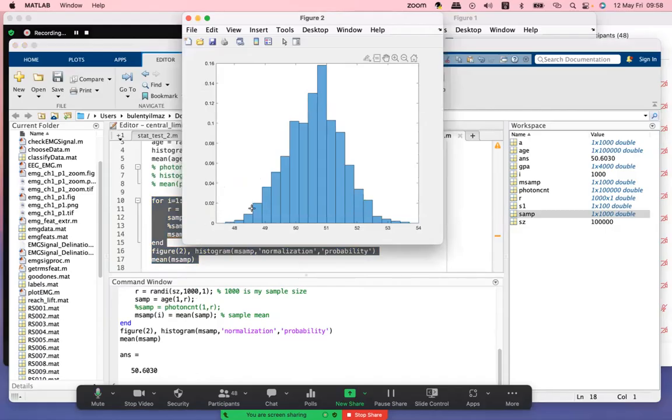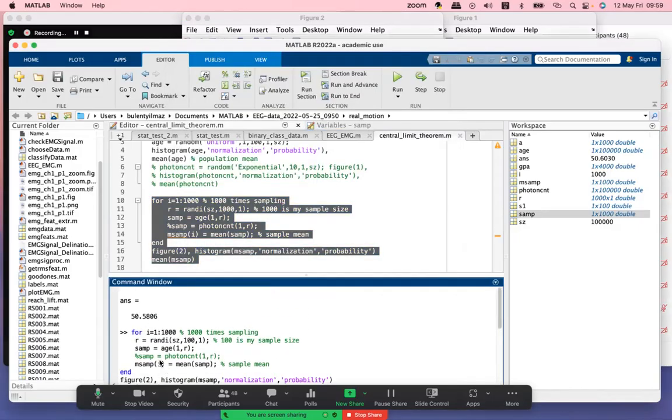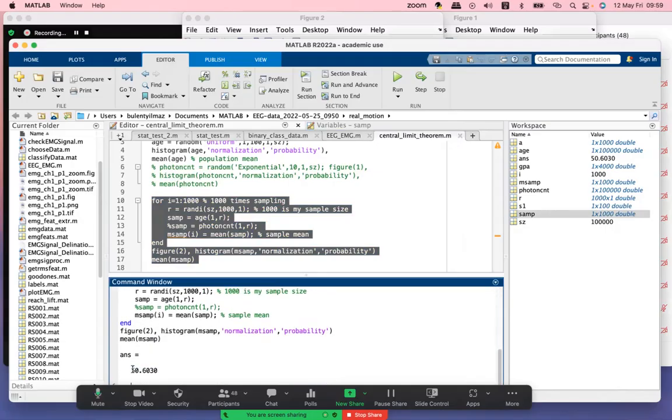You see, it is a much better Gaussian shape. Okay, if I ask more people, if I have more data to estimate the sample mean, then I will have a better Gaussian distribution. And the mean is still 50.60, right? What was the original? 50.58. Now I found 50.60.